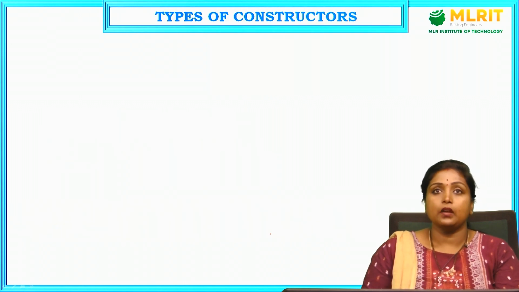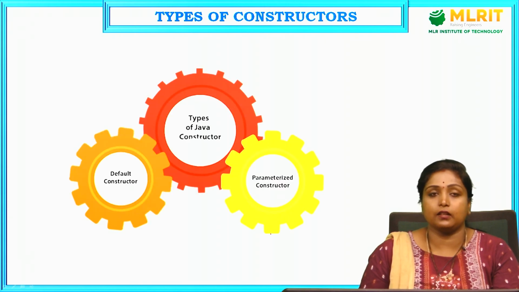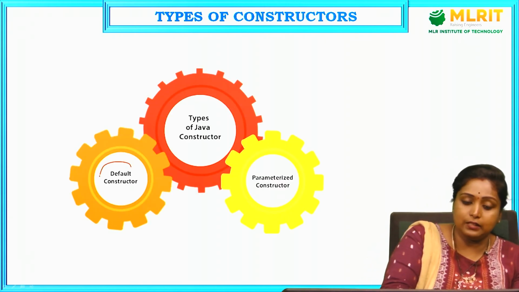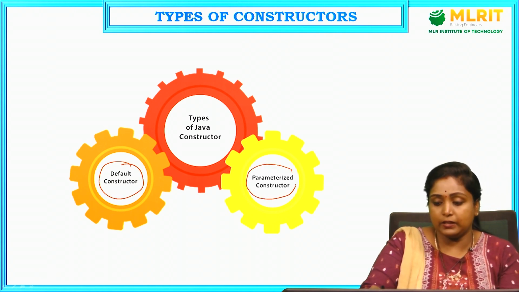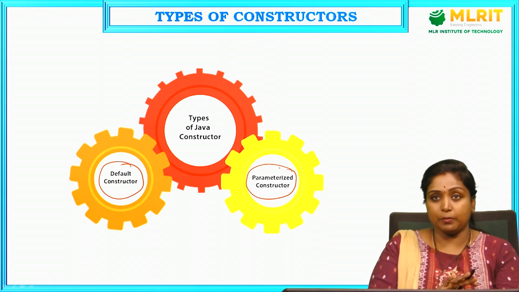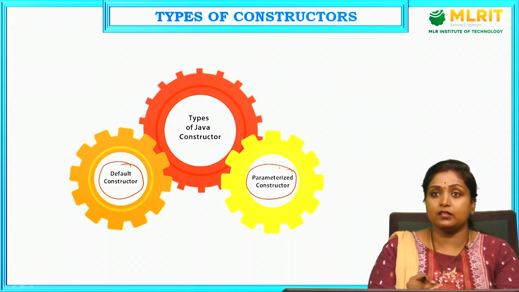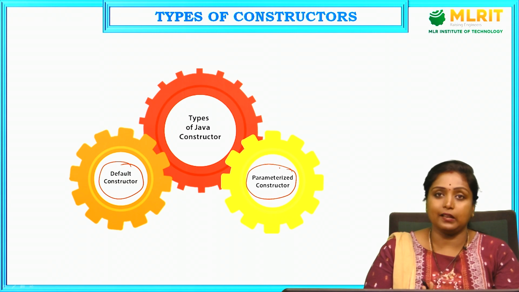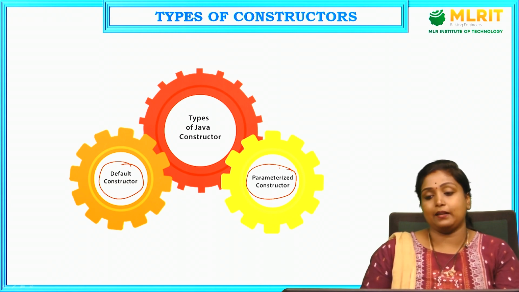Next is types of constructors. How many types of constructors are there? There are two types of constructors. One is the default constructor, and the second one is the parameterized constructor. The name itself tells you. A default constructor is a constructor which does not have any parameters inside it, whereas a parameterized constructor will have parameters inside it.